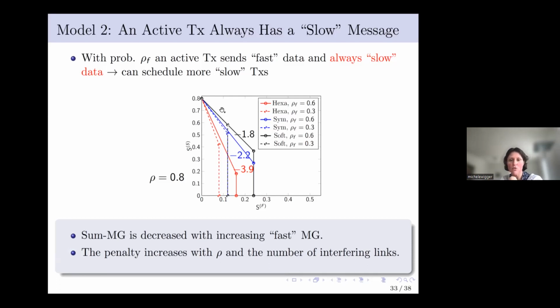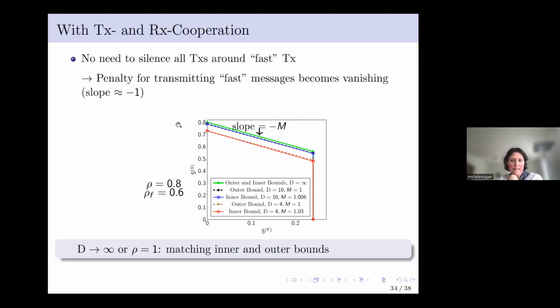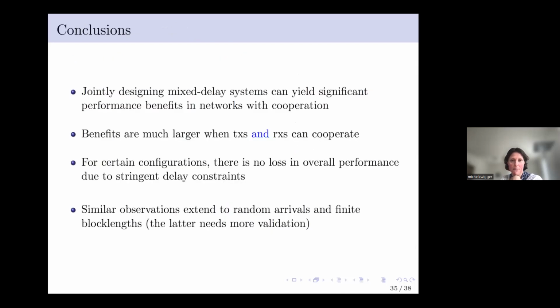You get similar conclusions as before. Of course, the highest sum rate is always achieved by sending slow messages, because that's always an option. And then we can also look at the case with transmitter and receiver cooperation. And here you see we get very close again to this slope of minus 1. So you can almost mitigate the penalty from the fast messages not being able to use the cooperation. And with this, I would like to conclude.